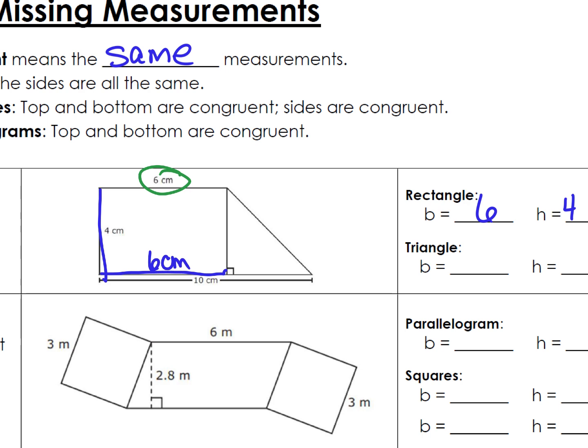Now let's look at the triangle. The base of my triangle is this part right here. It's not all of the 10. The 10 is more than what we want. And that part right here is 6. So if I take to see what's left, then 10 minus 6 gives me 4 centimeters for the base of the triangle. So my base is 4. The height of my triangle also happens to be the side of the rectangle, which is 4. So the triangle also has a height of 4.